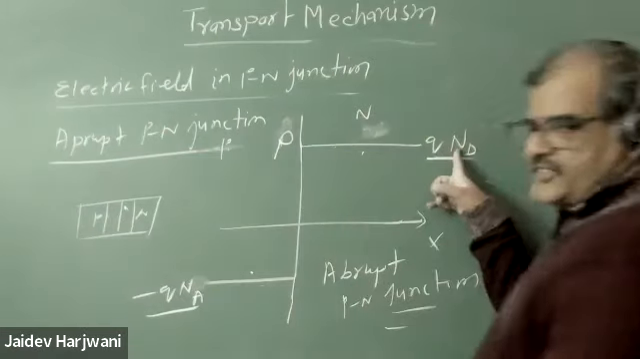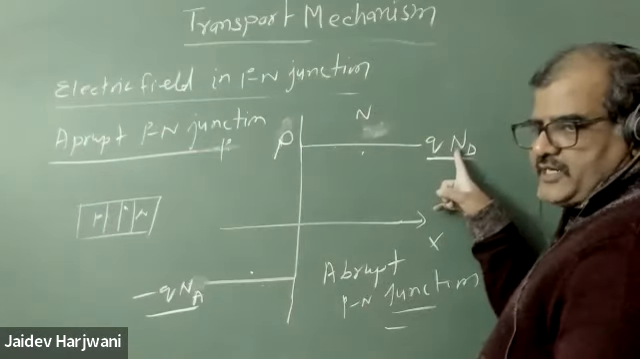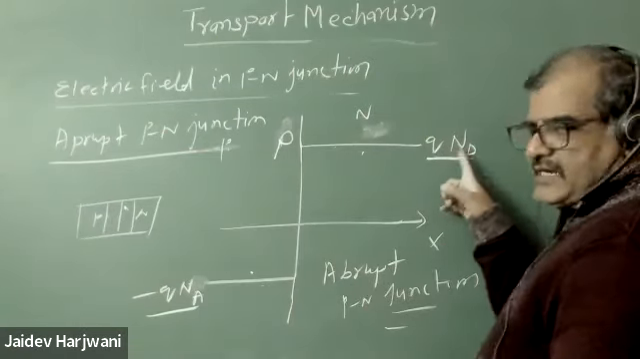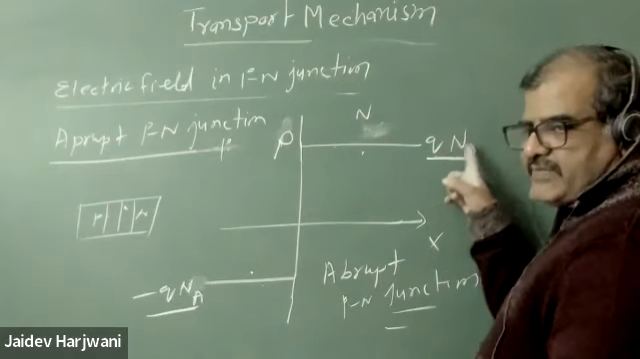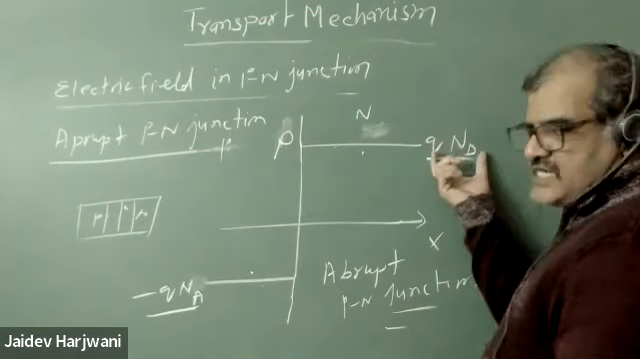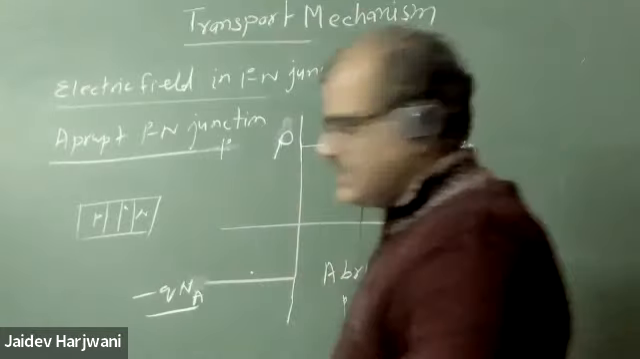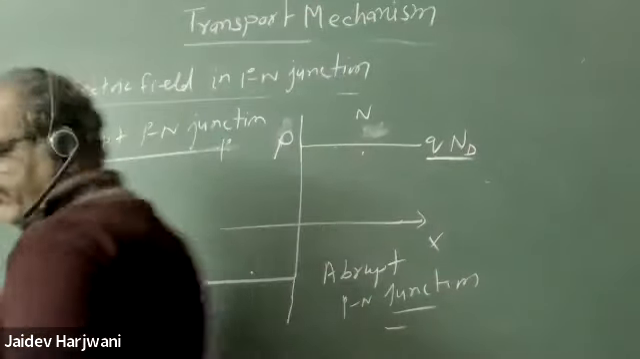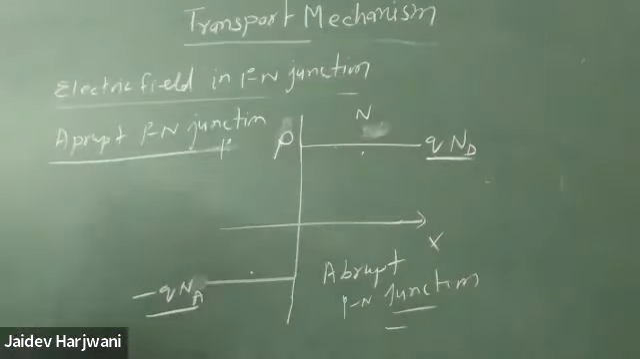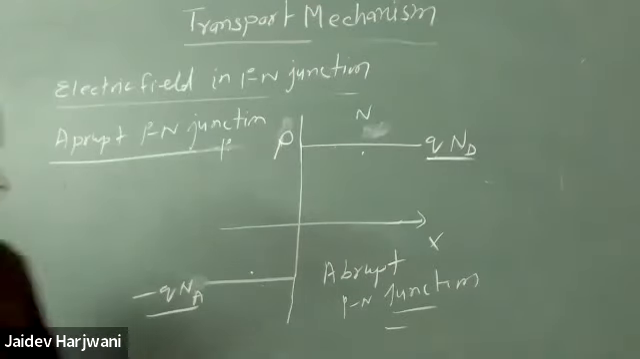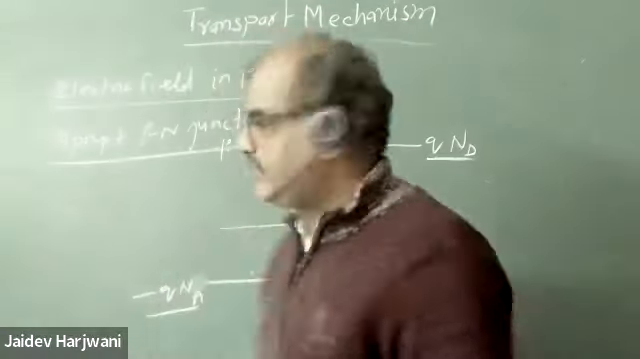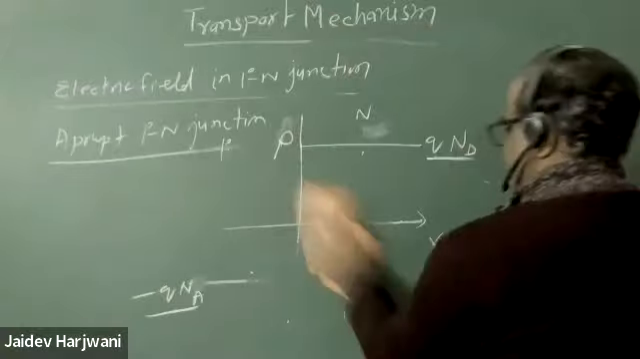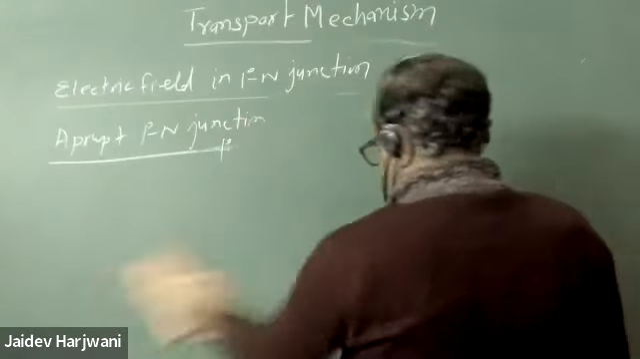So this is concentration. Yes sir. Ions per centimeter cube multiplied by charge, atoms per centimeter cube multiplied by charge. This becomes charge density. So this is the charge density curve for the abrupt p-n junction. Now I want to calculate the electric field. Let us calculate the electric field.